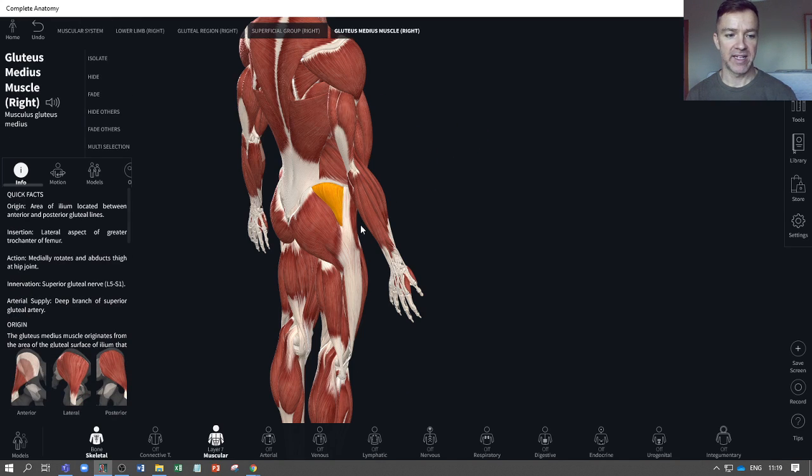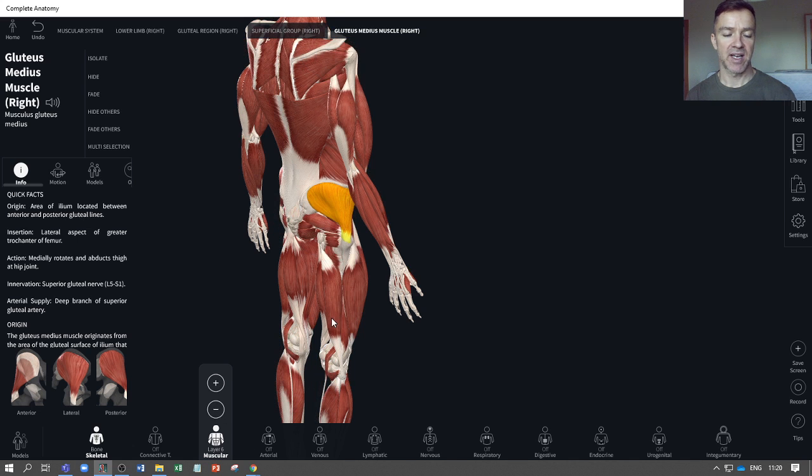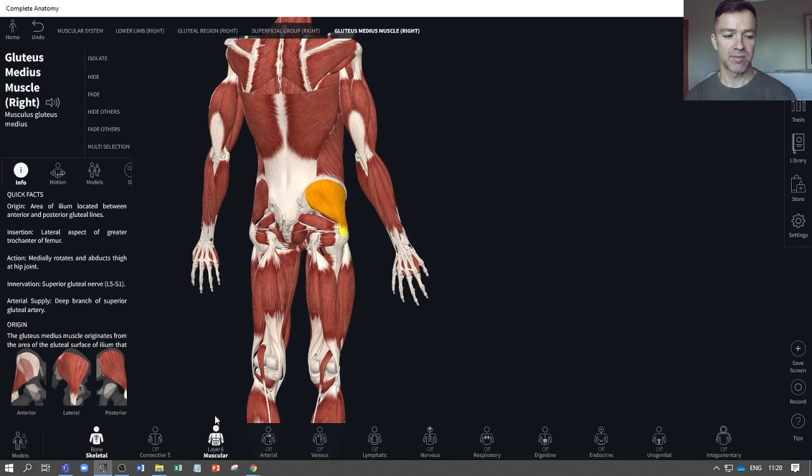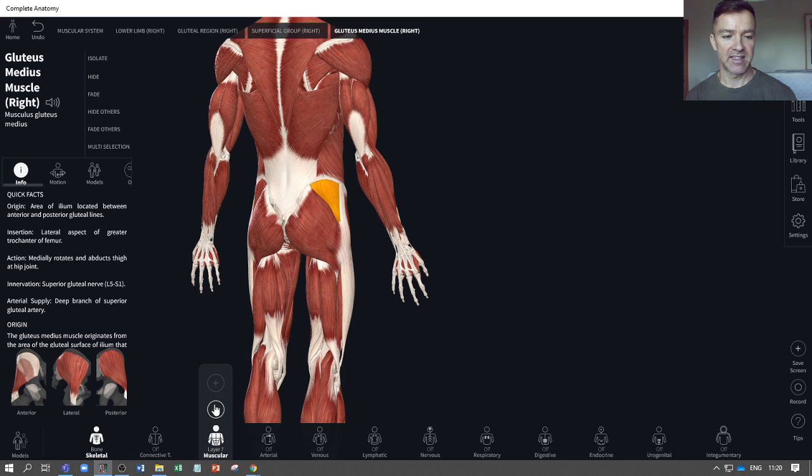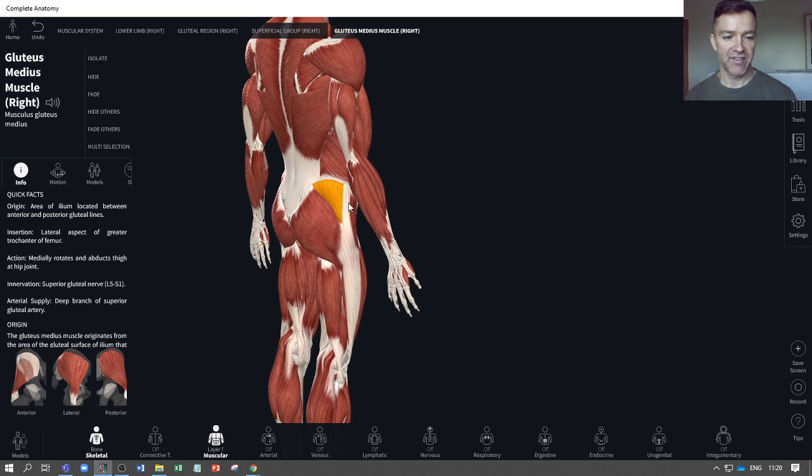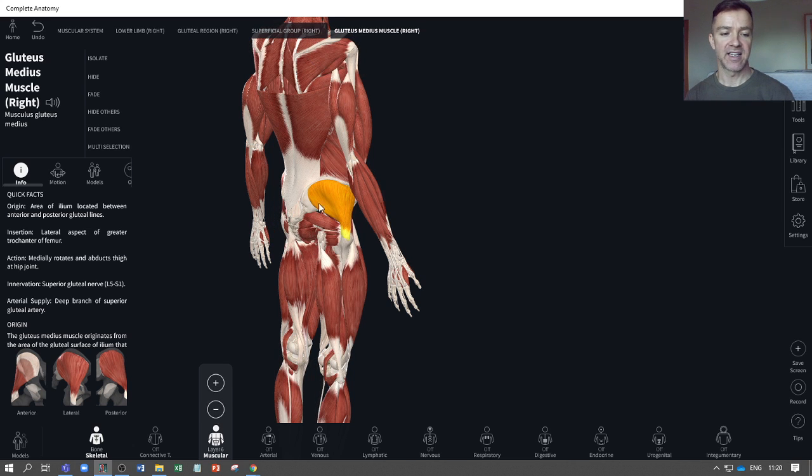So when we pop it back in there, we see that it lies deep to your gluteus maximus. While we can see a portion of it there, if we strip back the gluteus maximus muscle, we can see that the gluteus medius muscle is slightly bigger than is visible here. We've got the glute and we've got the TFL and the iliotibial tract, which we referred to last week when we were talking about the hip flexors, sitting superficial to your gluteus medius muscle here.